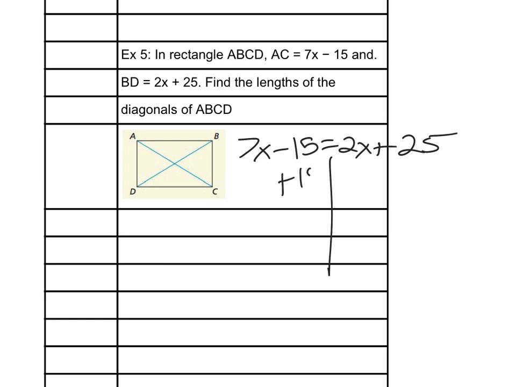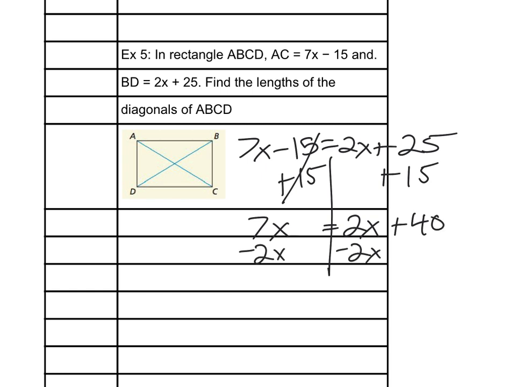I'm going to add 15 to both sides. You might have a different strategy to start this. That's okay. So I have 7x equals 2x plus 40. Subtract 2x from both sides. I'm left with 5x equals 40, which means x has to equal 8. I know I'm going pretty fast through that.